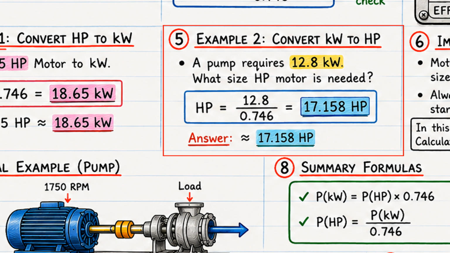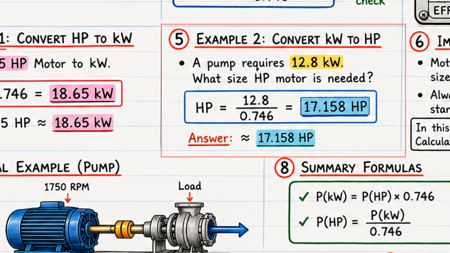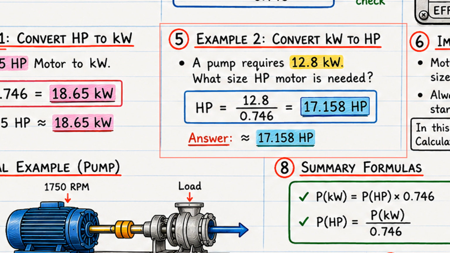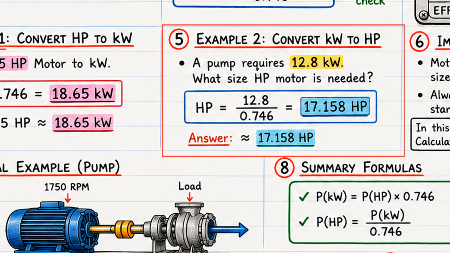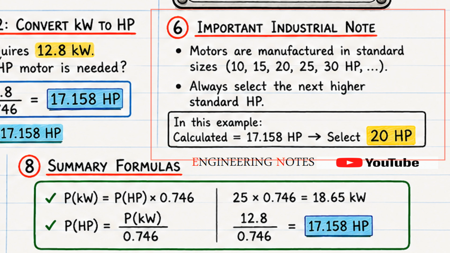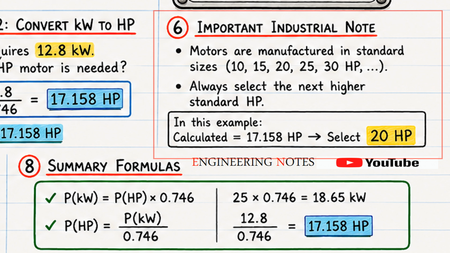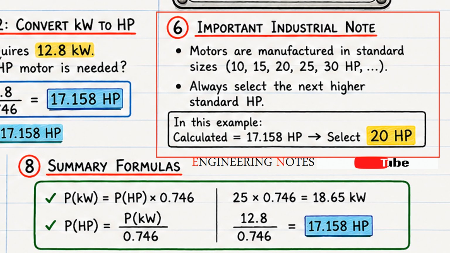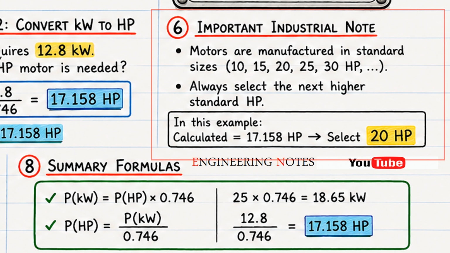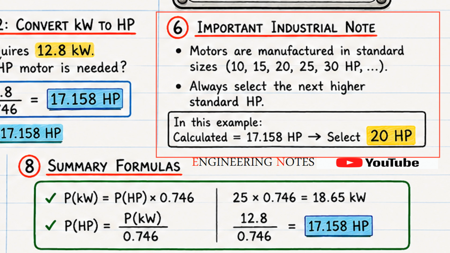However, there is a very important practical consideration here. In the real world, you will not find a motor rated at exactly 17.158 horsepower. Motors are manufactured in standard power ratings. For example, 10 horsepower, 15 horsepower, 20 horsepower, 25 horsepower, 30 horsepower.